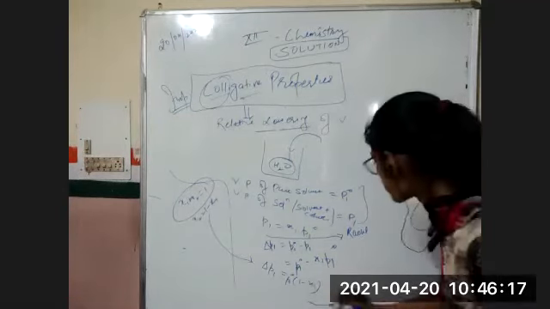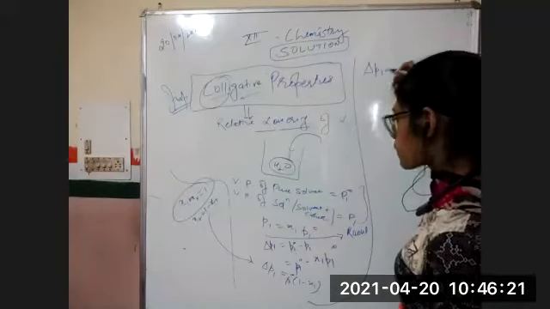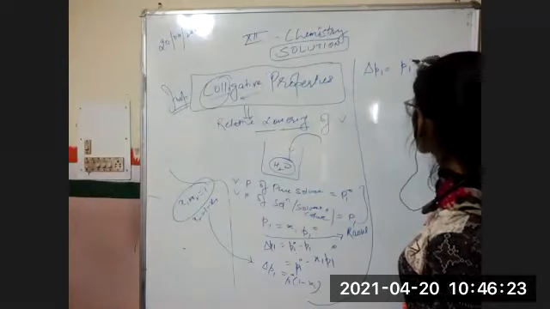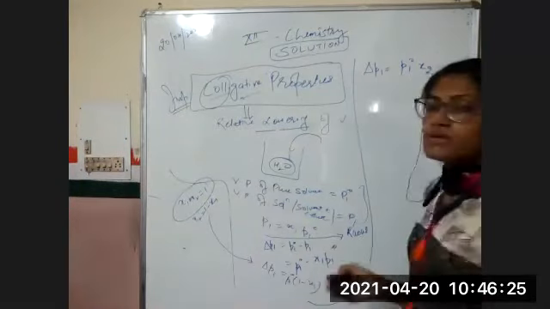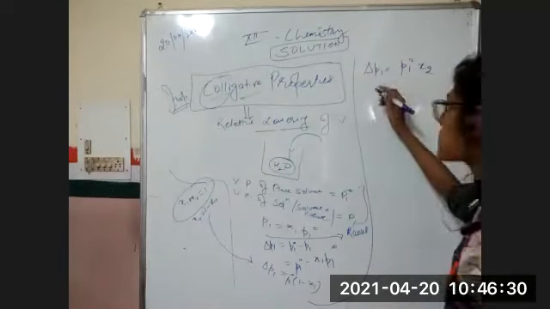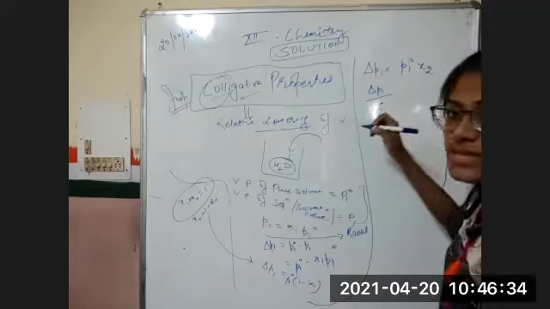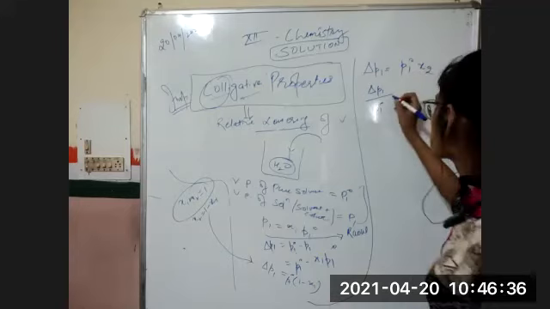I'm going from here to here. We are having delta P1 equals P1 naught x2. Okay, now let's divide this particular equation by P1 naught. Delta P1, on dividing with P1 naught on both sides, gives P1 naught x2 divided by P1 naught. P1 naught and P1 naught cancel out.